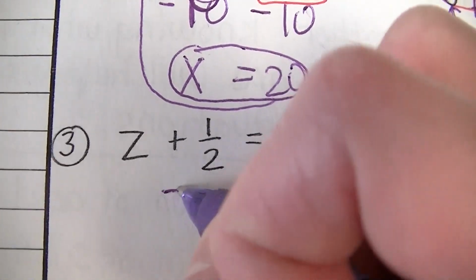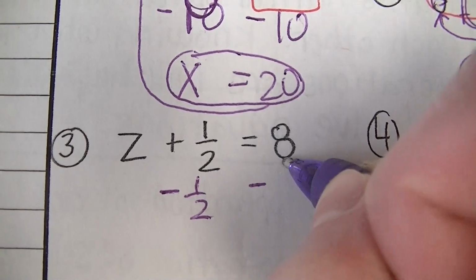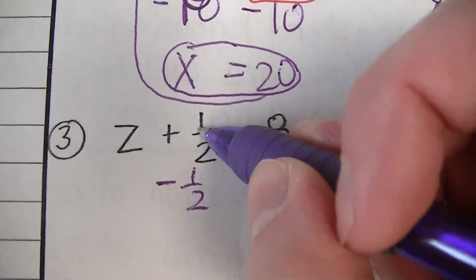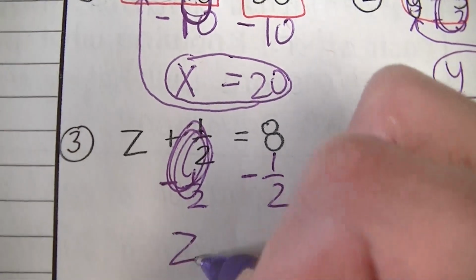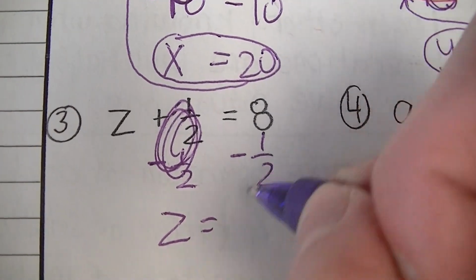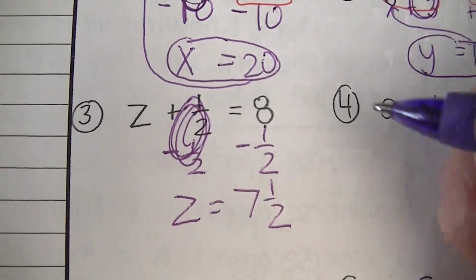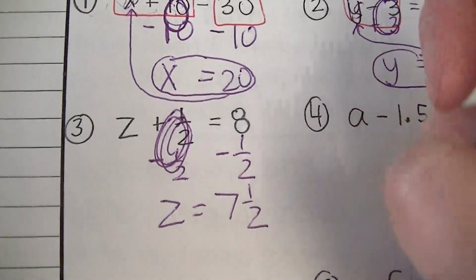The opposite of plus a half is minus 1/2, and do it to both sides of that equal sign. 1/2, take away 1/2 is 0, so now I'm left with the value of z equals 8 minus a half, which is 7 1/2. Okay, let's check it. Let's plug it in up there.